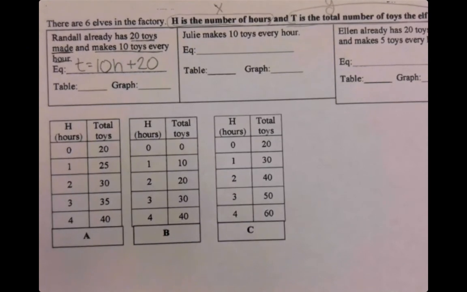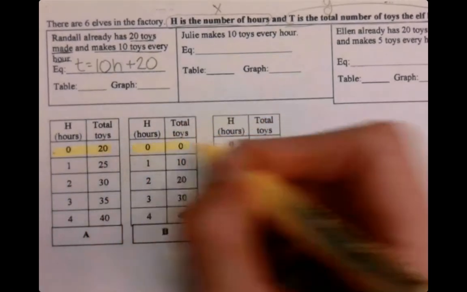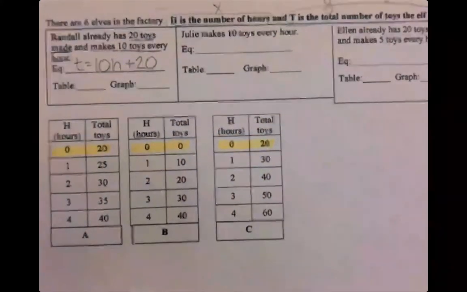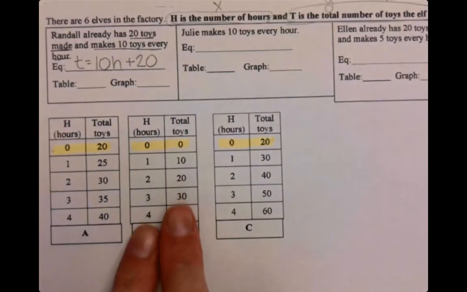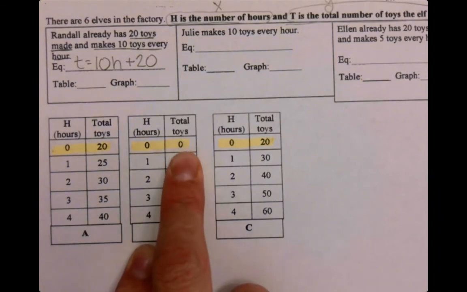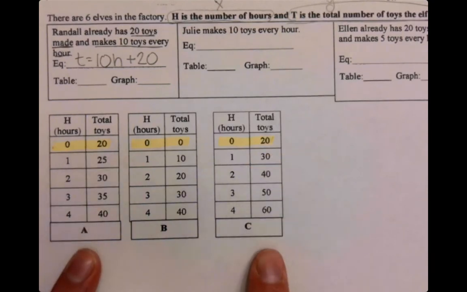So remember how we talked about our y-intercept is when our x is 0. So if we look at all of these, right? That's how we know that this particular one is automatically not B because that y-intercept is 0. These y-intercepts are 20, so that can work. So it's either A or C. So without doing too much math, right, we already know.